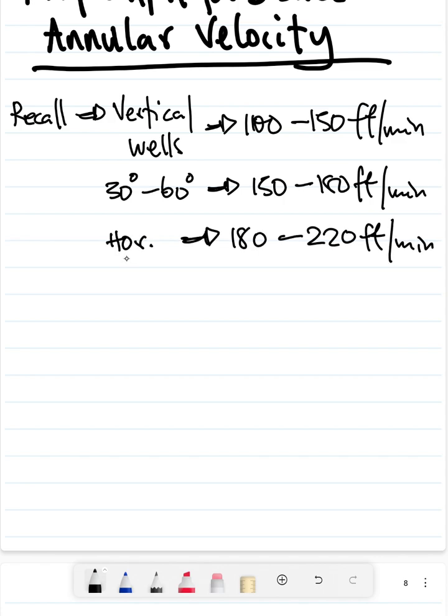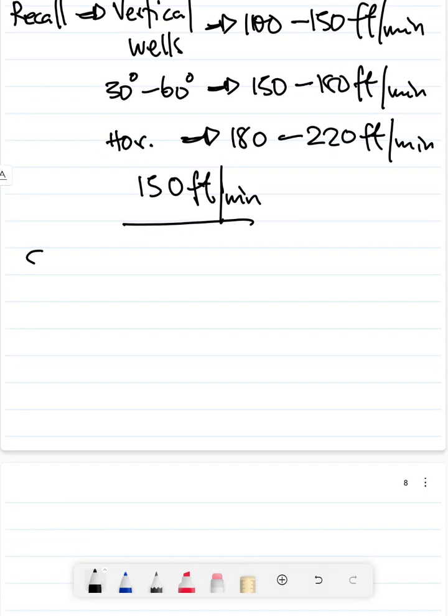Say, for example, we want to evaluate 150 feet per minute, which is pretty much the high end for a vertical well. For an 8.5-inch hole, and we have 5-inch pipes in the well.